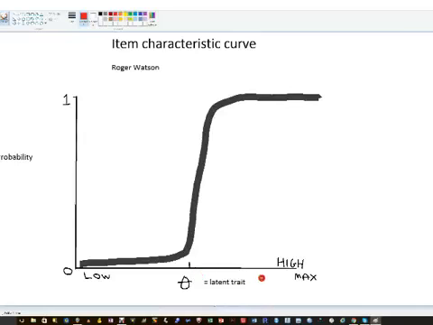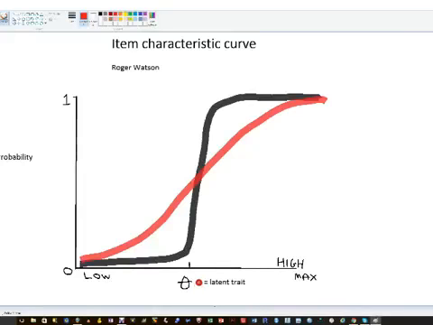Next I'm going to demonstrate how items can differ in their ability to discriminate levels of the latent trait. What I've drawn here in red is another item characteristic curve which also passes through the mean value of the latent trait here. But this is a less discriminating item because it's measuring a wider range of the latent trait. The item in black measures a very discrete region of the latent trait around the mean value. This one measures a much wider trait.